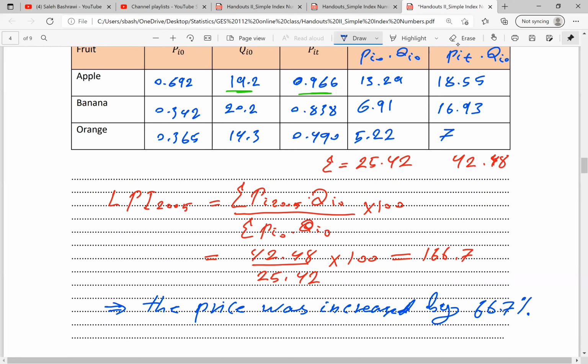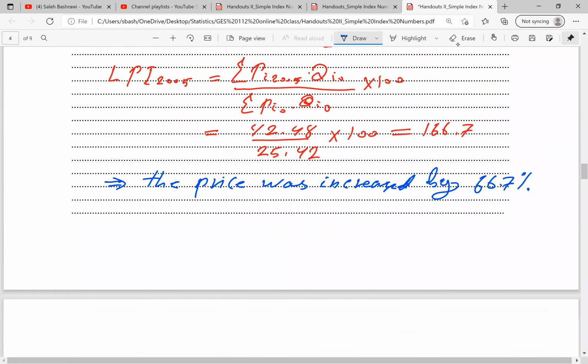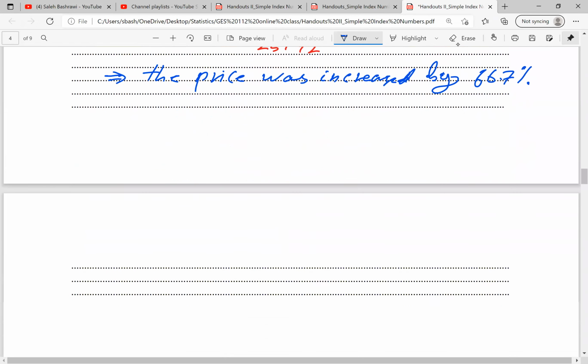Find the sigma of P_it multiplied by the quantity at the base time, divided by the prices multiplied by the quantities at the base time, multiplied by 100. This will give you the increase or decrease in the prices of a group of items.